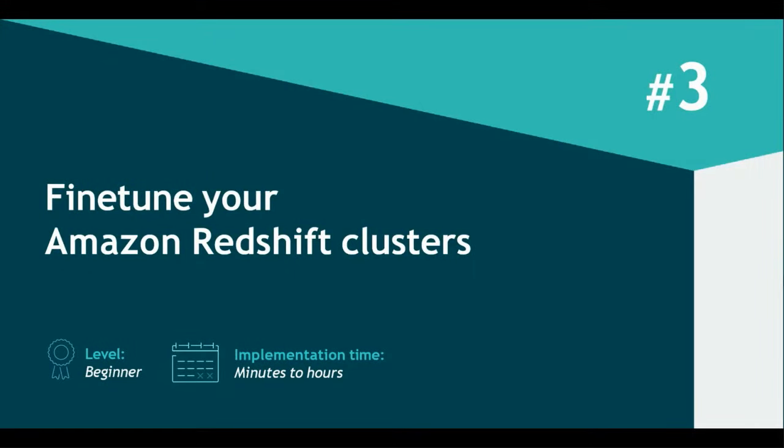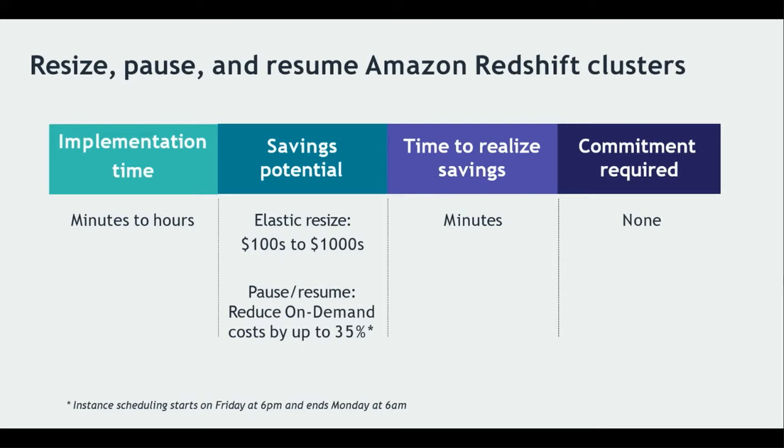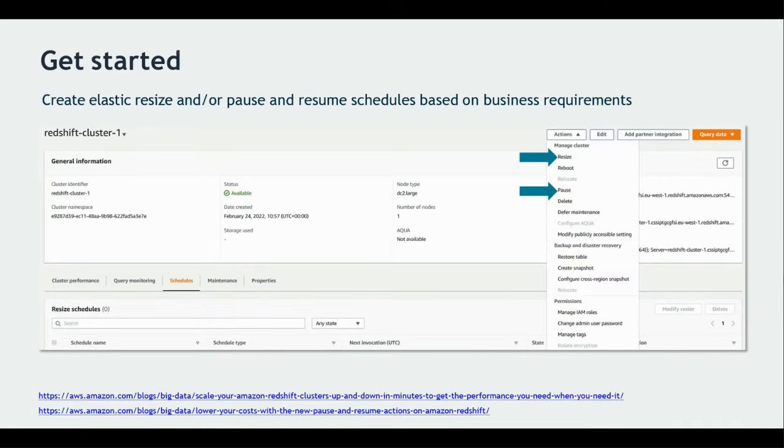Now let's understand the third way, which is to fine-tune your Amazon Redshift clusters. Let's understand the scenario. You over-provision an Amazon Redshift cluster or leave it running during weekends, just like EC2 and RDS, which we have seen in the last scenario. Here you just need to pause, or resize and resume, the Amazon Redshift cluster. It will take only minutes to understand, and minutes to hours to implement. There is no commitment required, and you will end up saving around 35%. On the screen, you can see the recommendation for how you can pause or resume your Redshift cluster.